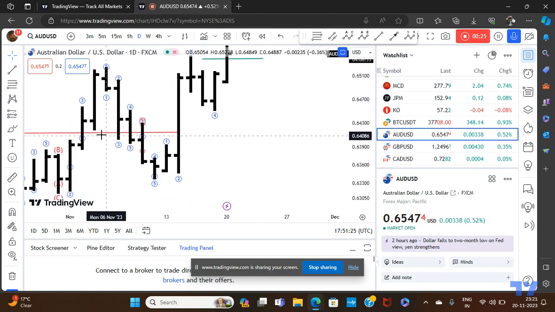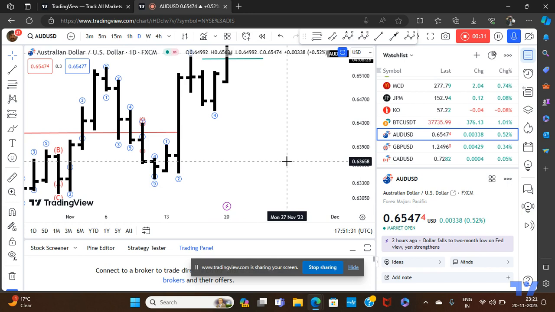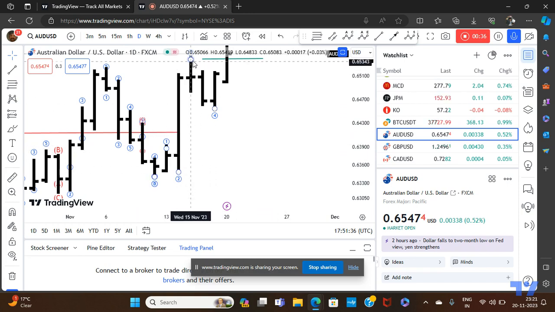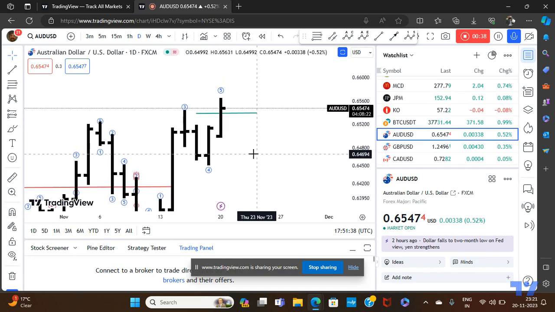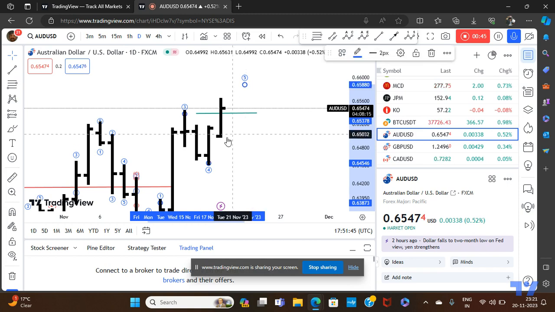So earlier I was of the opinion that 1, 2, 3, 4, and 5 there'll be an A, B, C, and then 5 wave decline. But right now I've changed my wave count. I've counted this as 1, 2, 3, 4, and 5. But I think that the fourth wave is not over yet. Why?